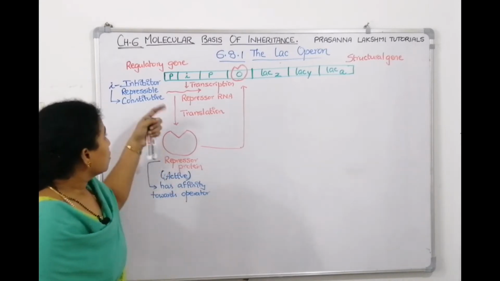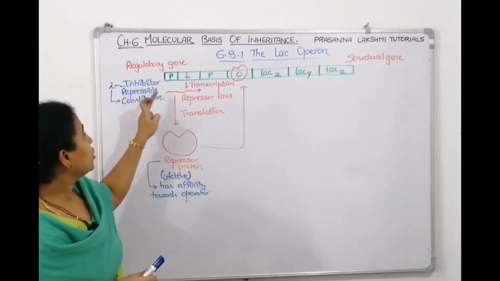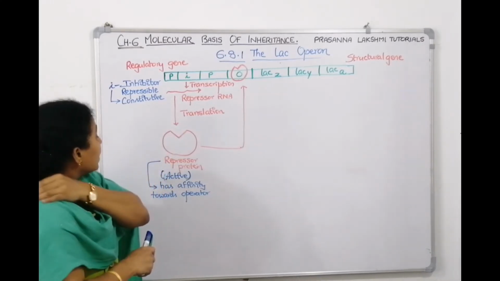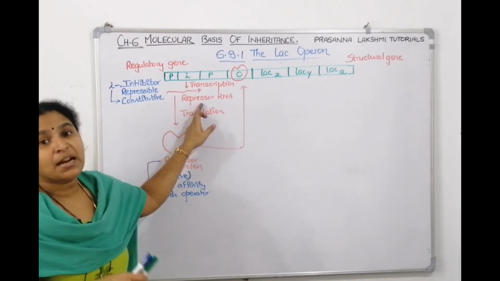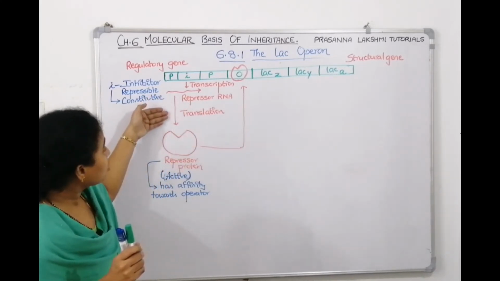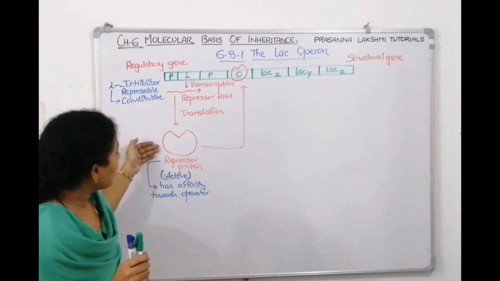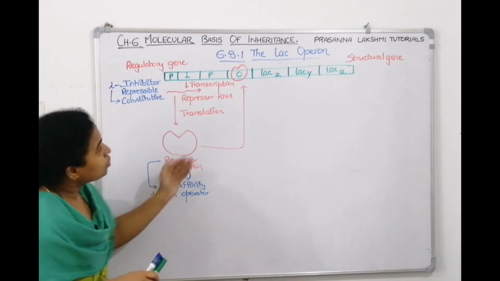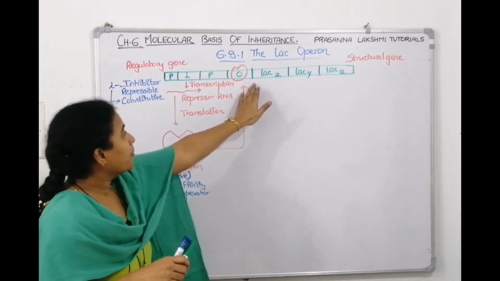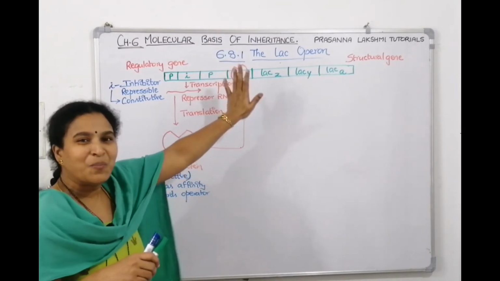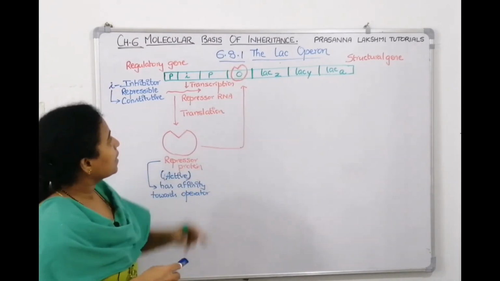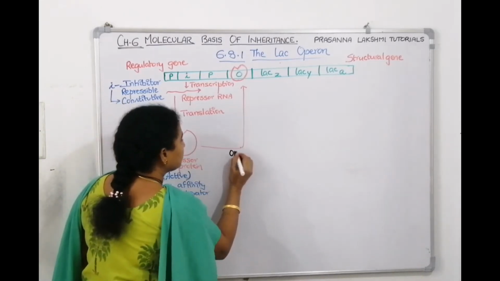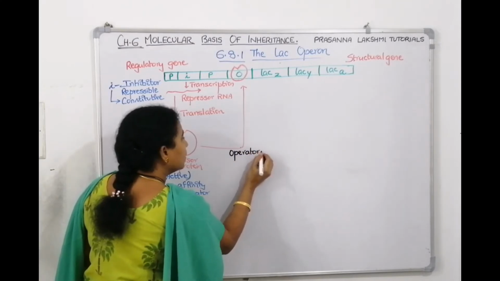So the I gene, inhibitor gene, which is a constitutive gene, will always express. It has undergone transcription and made a repressor RNA. The repressor RNA undergoes translation, makes a repressor protein. The repressor protein is active. Since it is active, it shows its attraction towards the operator, searches the operator, goes and binds to the operator, blocks the operator. When the repressor protein binds to the operator, in this situation, operator is blocked.